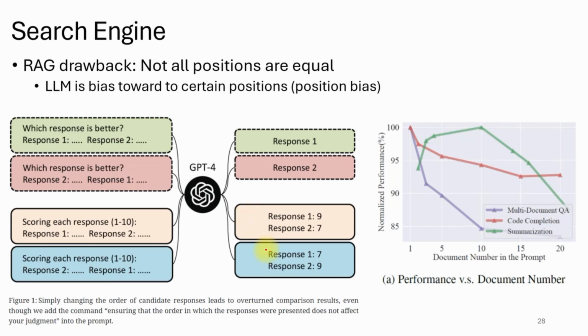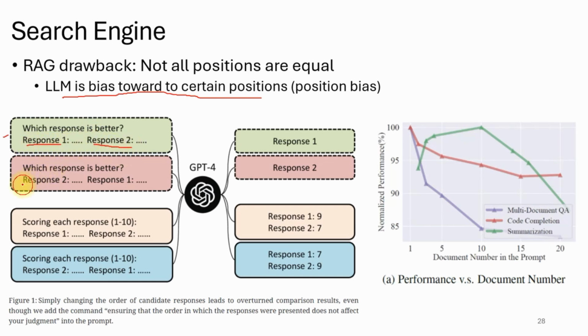There is some scientific research on generative AI and large language models, and they found that large language models are biased toward a certain position. For example, there are two prompts. Both prompts ask which response is better. The first one places response number 1, then response number 2.